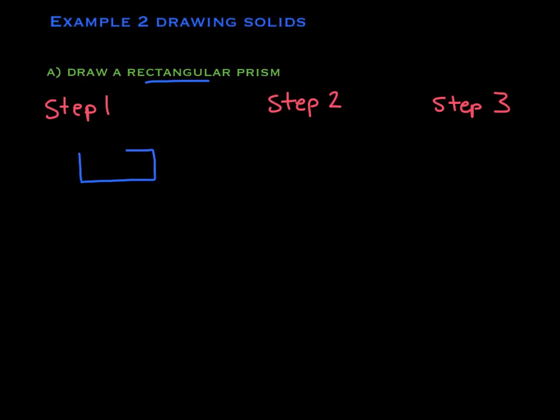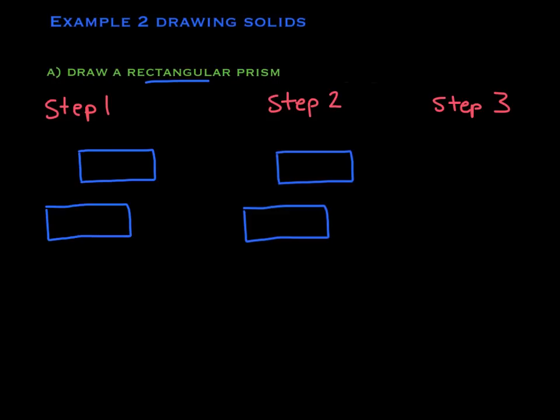So there's one rectangle, there's another rectangle. Everybody's might look a little different. Now that I have that, my step 2 would be to connect the corresponding vertices. So I'm going to go from my top left corner down to my top left corner. Start up here in my top right corner, go down to my top right corner, my bottom right corner to my bottom right corner, bottom left corner to bottom left corner.